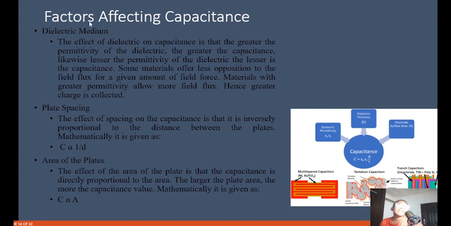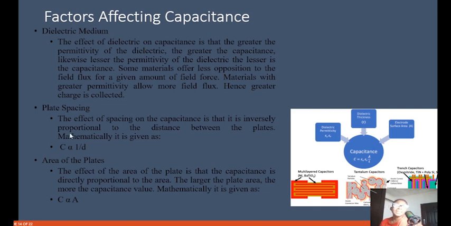Number 1 is a dielectric medium. The effect of dielectric on capacitance is that the greater the permittivity of the dielectric, the greater the capacitance. Likewise, the lesser the permittivity of the dielectric, the lesser the capacitance. Some materials offer less opposition to the field flux for a given amount of field force. Materials with greater permittivity allow more field flux, hence greater charge is collected. So the dielectric medium has a great effect on determining the amount of charge that the capacitor will be able to store.